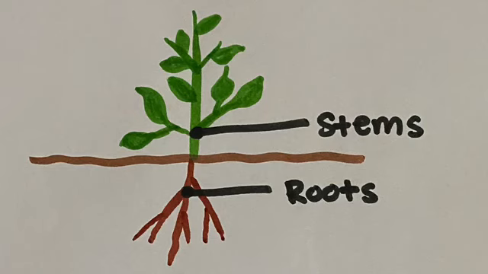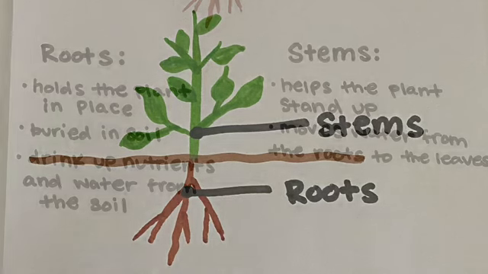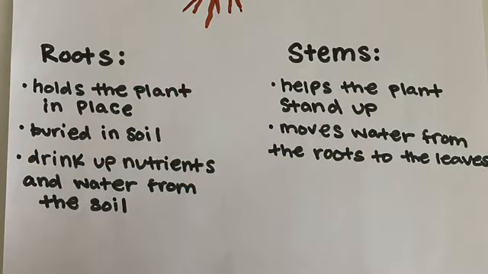And below the ground, we have the roots, which are colored in brown in this picture. And you may be wondering why we need the roots and stems. Well, the roots are what hold the plant in place. So say there's a really windy day and the wind is just blowing. Instead of our plant just blowing right out of the ground, the roots hold it in its place.